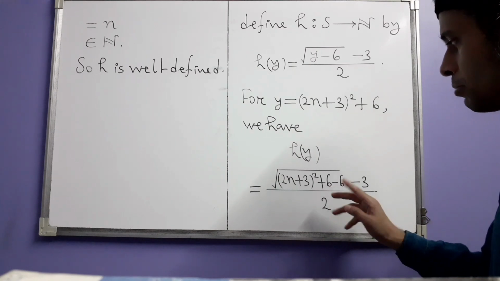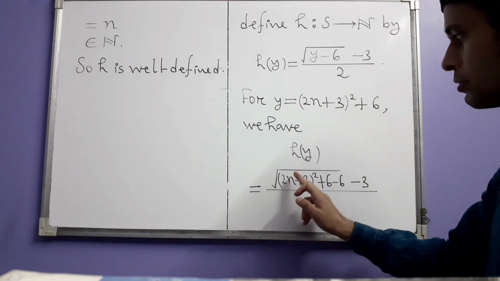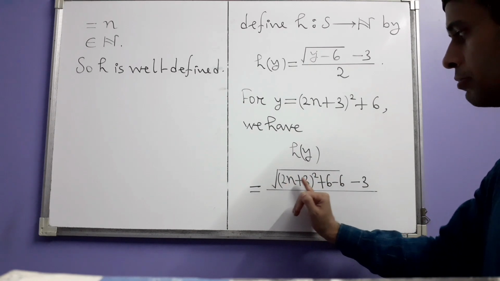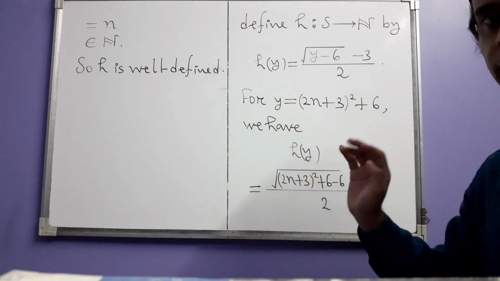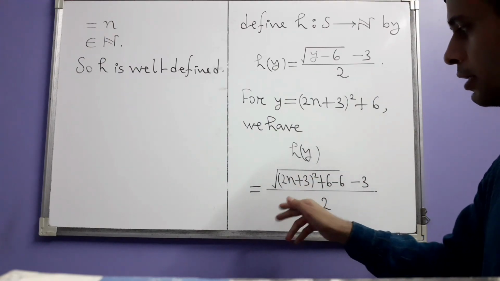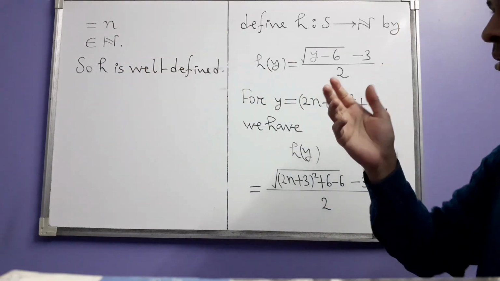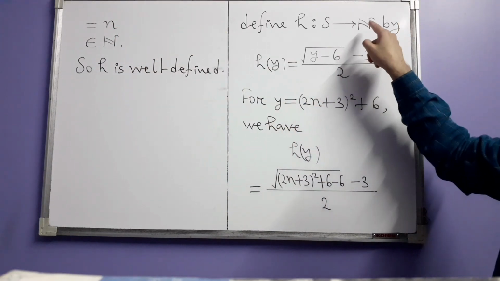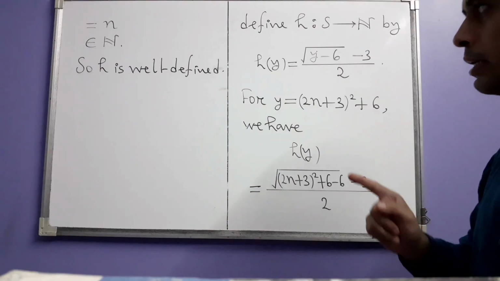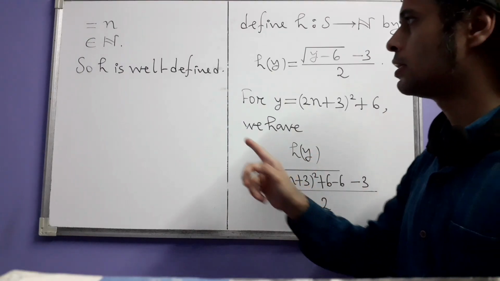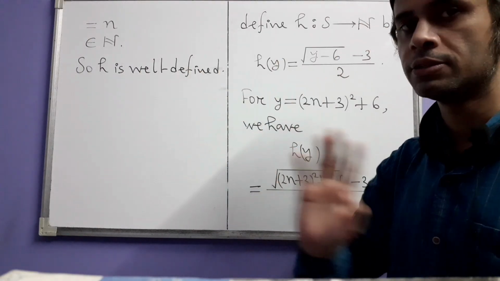First, 6 and minus 6 will vanish. Then square root and square will vanish. You will be left with 2n plus 3. Then 3 minus 3, they will vanish. And finally, after cancelling 2, you are going to get n. So n is of course a positive integer, so it belongs to this. And I have just simply hastily written that so h is well defined.